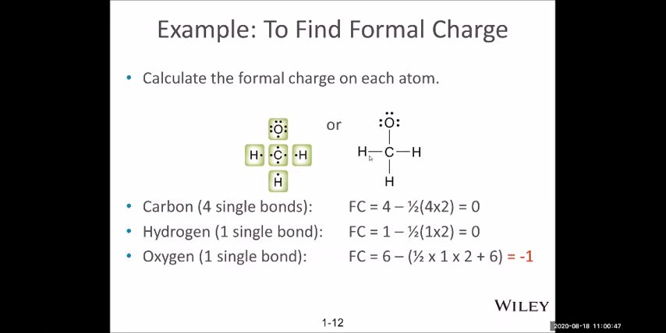And finally, the oxygen. For the oxygen, we use a 6, which is the group number, minus half of the bonding electrons. There are two electrons in 1 bond shared between carbon and oxygen, and that is the number of bonding electrons, divided by 2. And then the oxygen has 6 unshared electrons. So combined together, we get a -1. That shows the oxygen should have a 1 negative charge. And that's how you calculate formal charge.